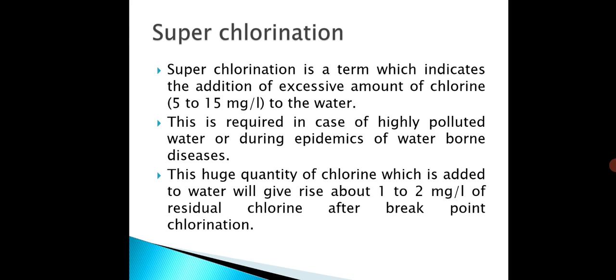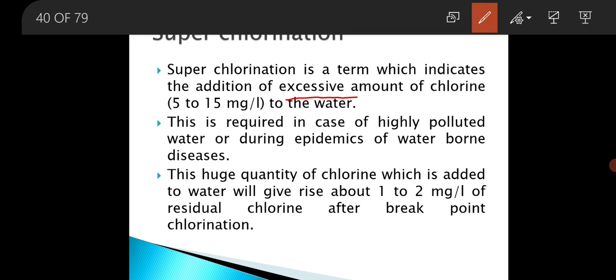So next is superchlorination. Superchlorination is a term which indicates the addition of an excessive amount of chlorine, that is 5 to 15 milligram per liter, to water. This superchlorination may be required in some special cases of highly polluted water or during epidemics of waterborne diseases. This huge quantity of chlorine added in superchlorination will give a residue of 1 to 2 milligram per liter beyond the breakpoint.